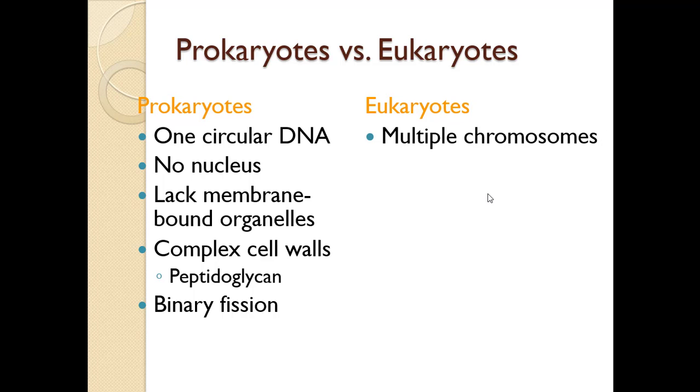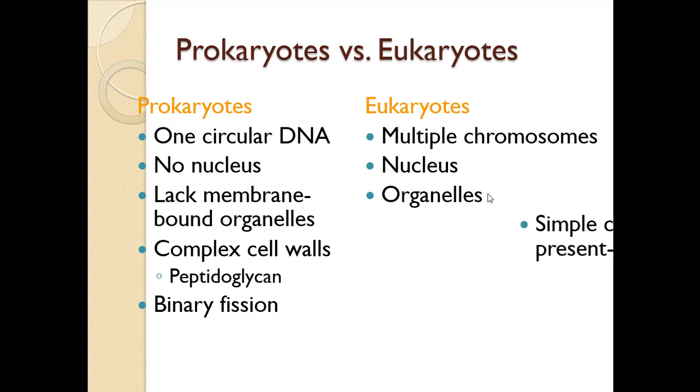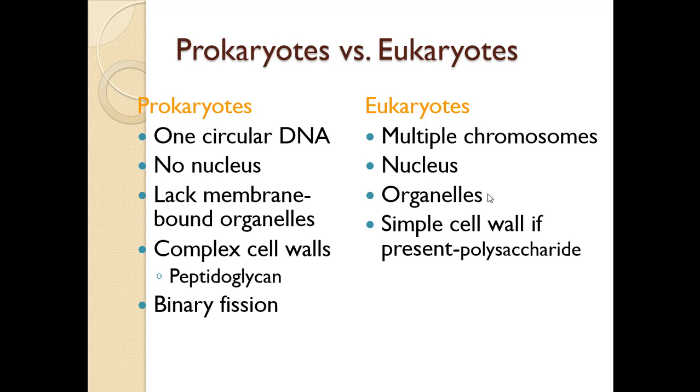Eukaryotes have multiple chromosomes as opposed to just one circular DNA. They do have a nucleus and membrane-bound organelles. If they have a cell wall, it's usually a simple cell wall. I guess I don't really know too much about eukaryotic cell walls, to be honest, but if they do have one, it's a simple cell wall. They reproduce by mitosis.